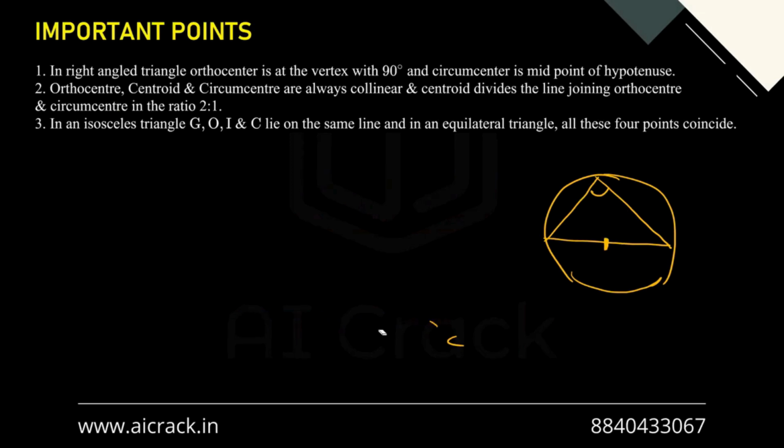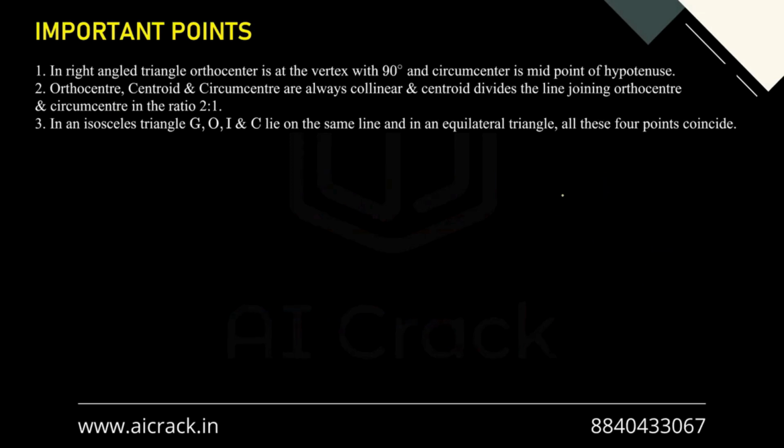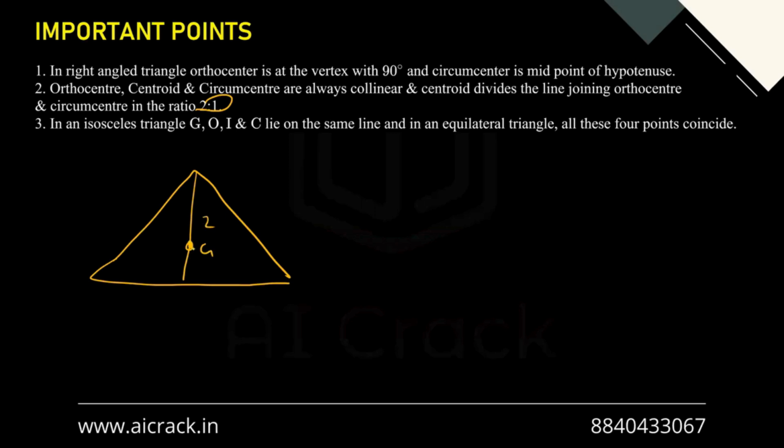Now centroid has a very good relation with the 2:1 ratio, and that is also very useful. So we studied that in case of a triangle, if I'm drawing a median, then the centroid divides the median in the ratio 2:1. Similarly, we also know that it's a fact that orthocenter, centroid, and circumcenter, these three are always collinear, and the centroid divides the line joining O and C in the ratio 2:1. So 2:1 is a very special ratio for the centroid.